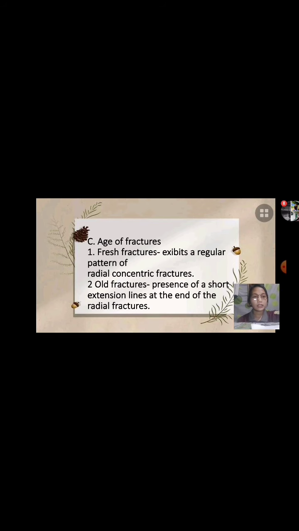So, letter C, age of fracture. Number 1, fresh fractures exhibit a regular pattern of radial and concentric fractures. Number 2, old fractures show the presence of short extension lines at the end of the radial fractures.